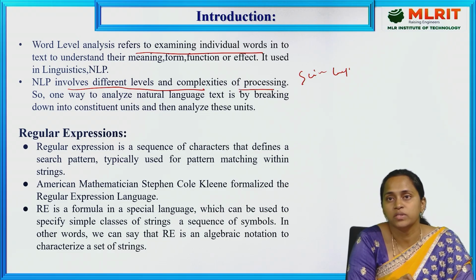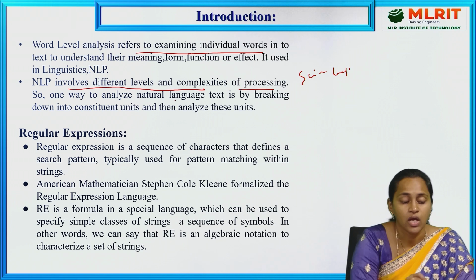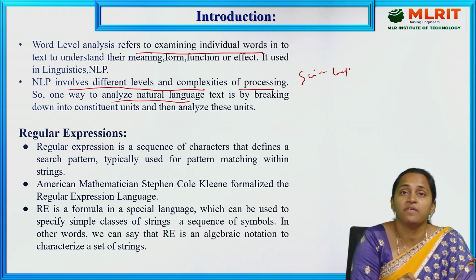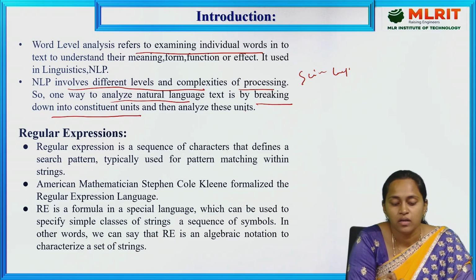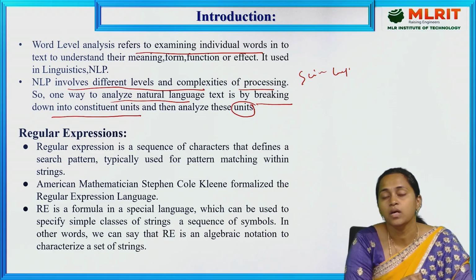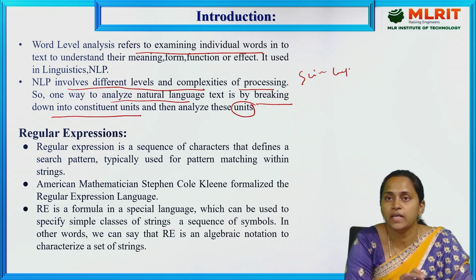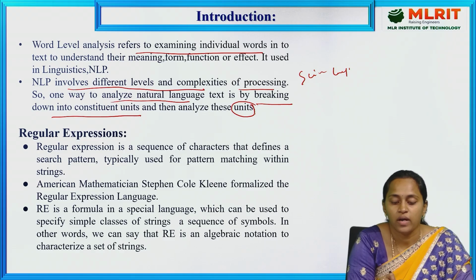Whenever we are processing text, it contains different levels and complexities. One way to analyze natural language text is by breaking it down into constituent units. That is called constituency parsing. That means whenever we take a sentence, we divide the sentence into tokens. The tokens are called units.